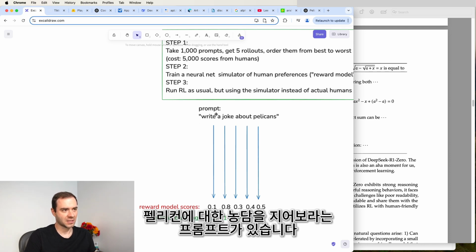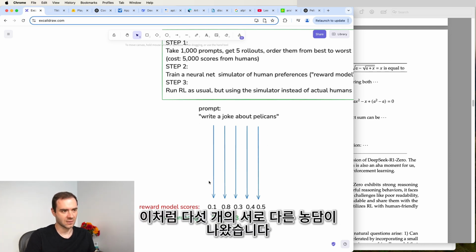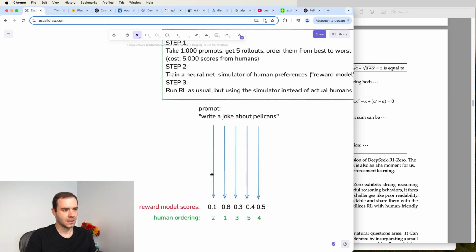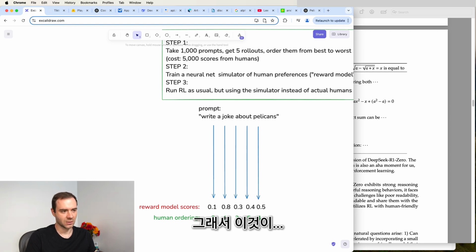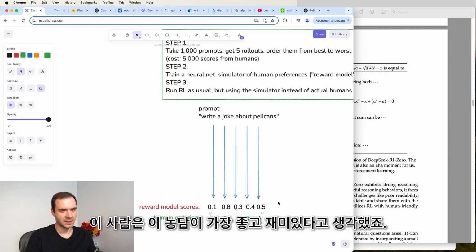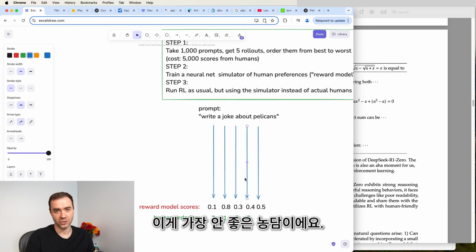We have a prompt like "write a joke about pelicans," and then we have 5 separate rollouts. These are all 5 different jokes, just like this one. The first thing we're going to do is ask a human to order these jokes from the best to worst. So here, this human thought that this joke is the best, the funniest. So number 1 joke, this is number 2 joke, number 3 joke, 4, and 5. So this is the worst joke.